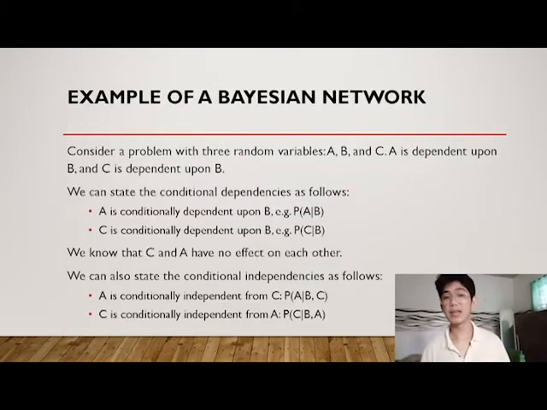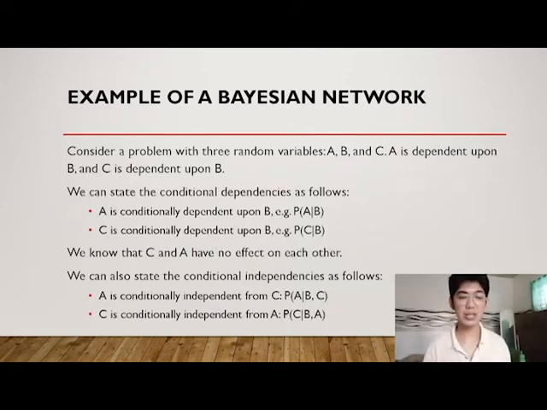So, here is an example of a Bayesian network. Consider a problem with three random variables, A, B, and C. A is dependent upon B and C is dependent upon B. We can state the conditional dependencies as follows. A is conditionally dependent upon B, and C is conditionally dependent upon B. We know that C and A have no effect on each other since both A and C are dependent on B.